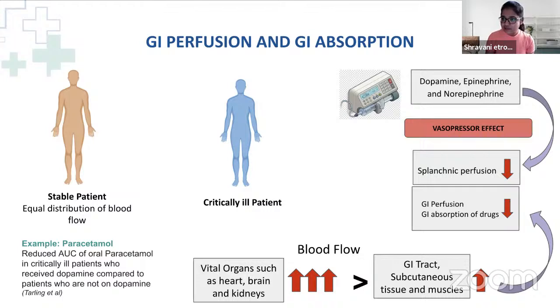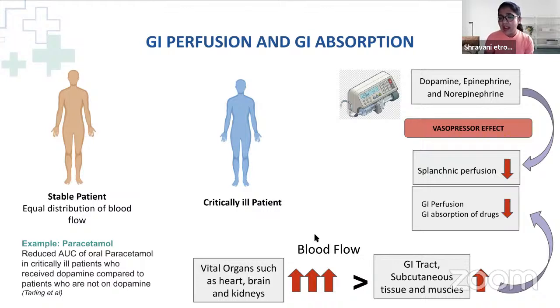And it is the body's natural physiology that the blood flow to vital organs such as the heart, brain, and kidneys is increased, while the blood flow to the GI tract, subcutaneous tissues, and muscles is decreased. So it is clear that the blood perfusion is decreased in the GI tract, subcutaneous, and muscle tissues, which leads to decreased GI perfusion. If the GI perfusion is decreased, the absorption of drugs which we are giving to the patient orally will be decreased.